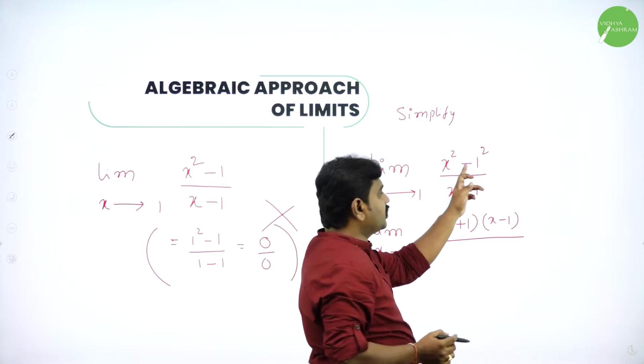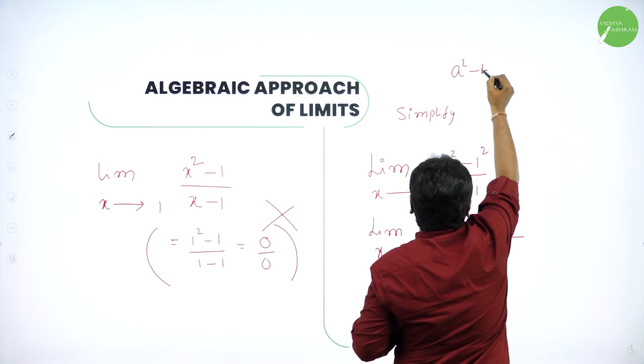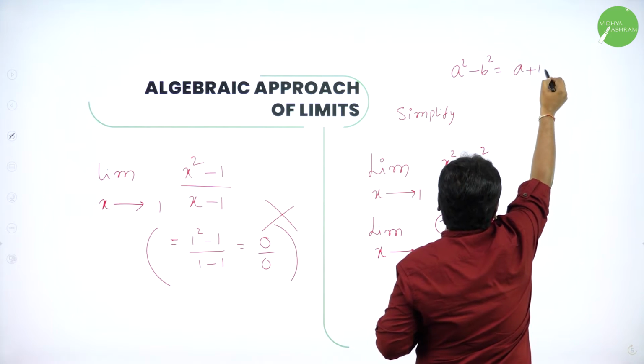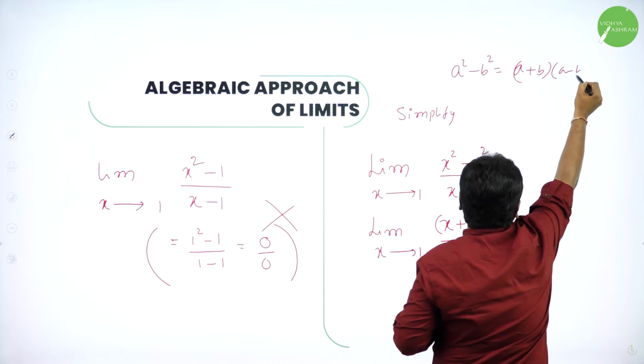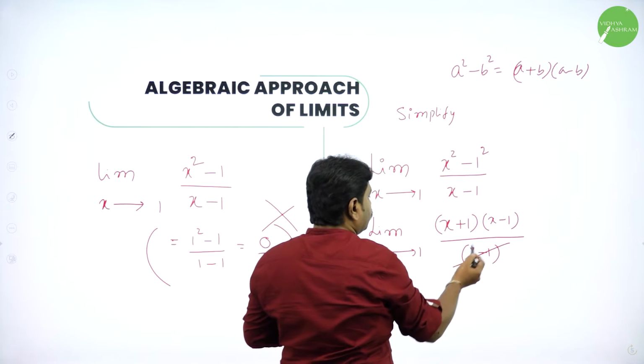So this is a square minus b square. All of you know what is a square minus b square? A square minus b square is (a plus b) into (a minus b). So therefore the denominator is x minus 1.